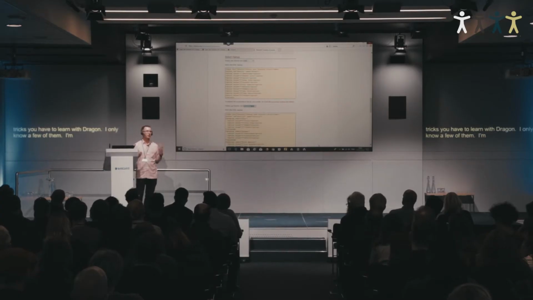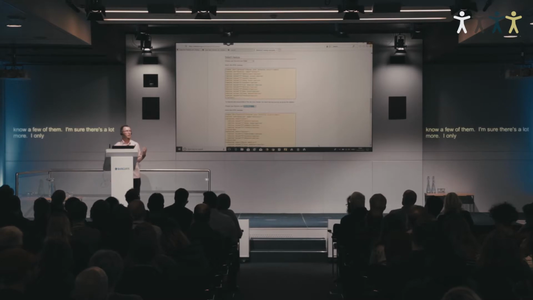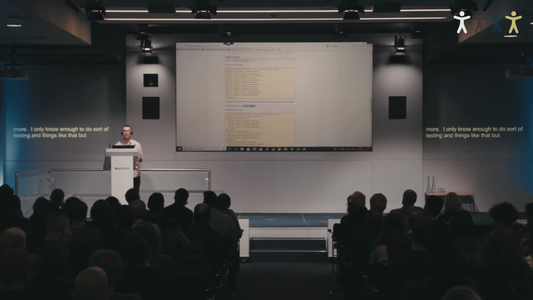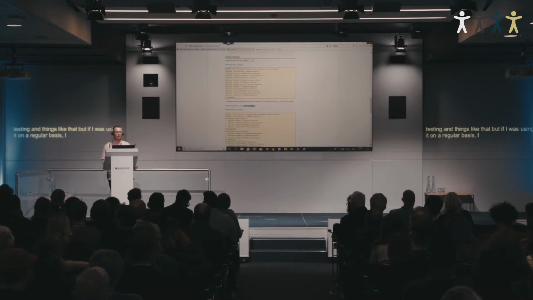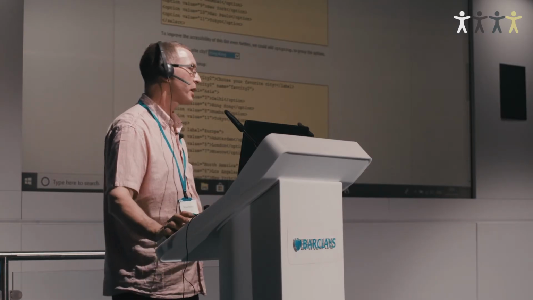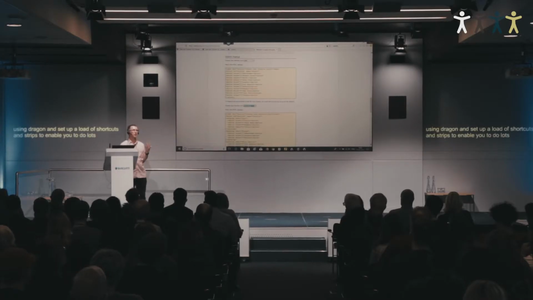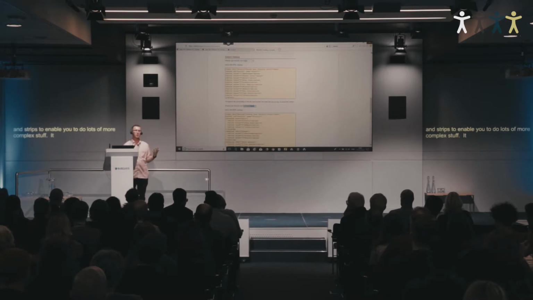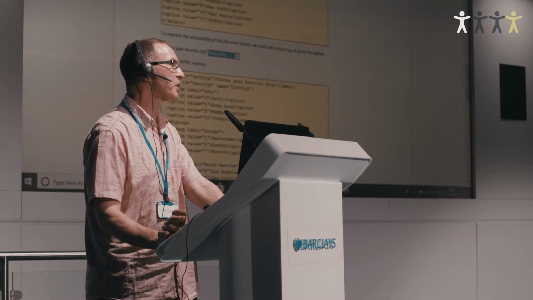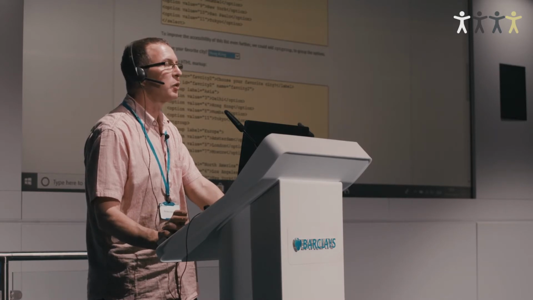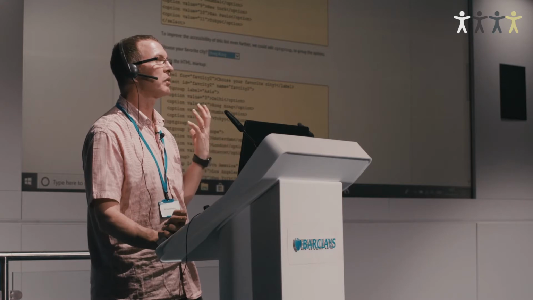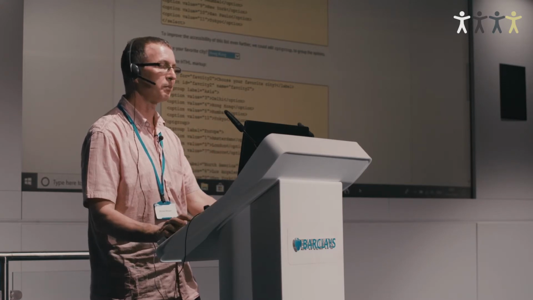I just need to know enough to do testing and things like that. But obviously if I was using it on a regular basis, I would need to know all the tricks that you can use for that. Someone recently has posted about coding using Dragon, and they've set up a load of shortcuts and scripts and things like this to enable them to do much more complex stuff with it. It still can be quite slow, but it can be the difference between someone being able to use this technology or not in some circumstances. But it might be a temporary thing. It might be somebody who has something like RSI or multiple sclerosis, and they need to use keyboard some of the time, but not all the time.